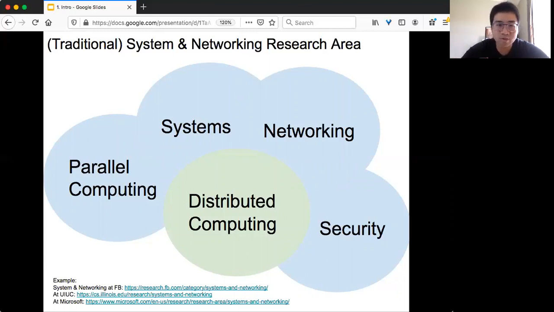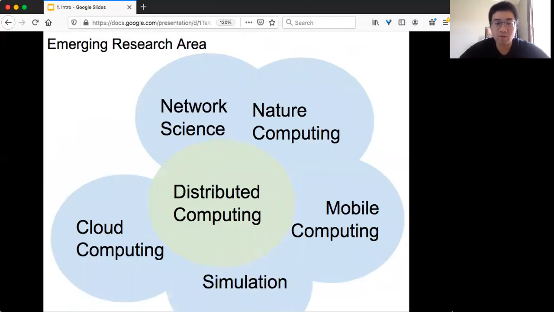Distributed computing is related to systems, more on the OS side, or on the networking side, more on the communication, or someone who works more on security, or even on parallel computing, for example GPU and then CUDA, that kind of thing. And then it also has a close synergy with lots of emerging research areas. We have network science, natural computing, mobile computing, all types of different kinds of simulation, cloud computing.